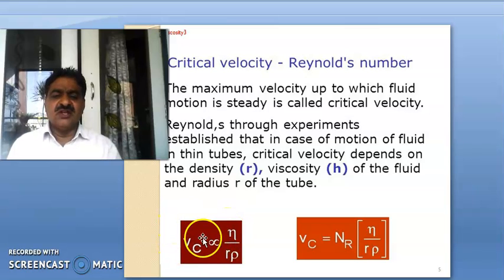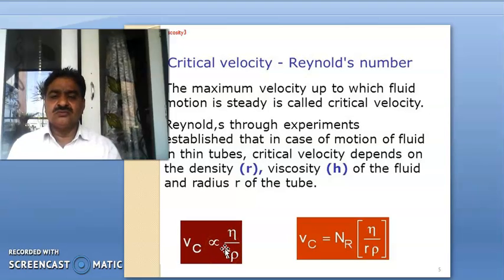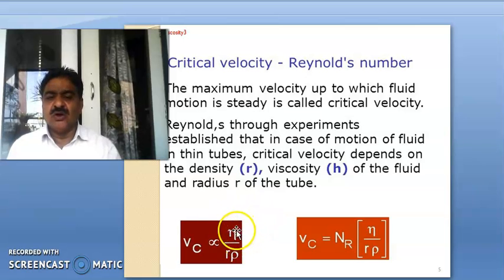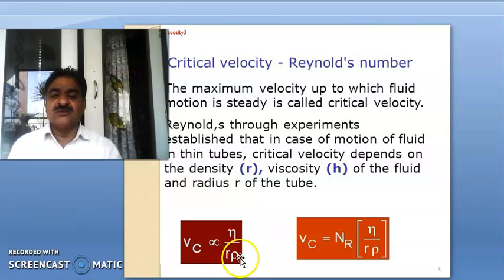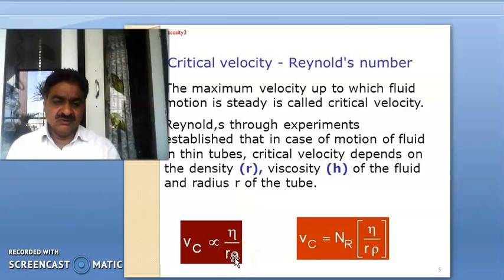Critical velocity is less if the radius of the pipe is more. And if the density is more, then also the critical velocity is less. Critical velocity is directly proportional to eta, that is viscosity, and inversely proportional to the product of the radius of the tube and the density of the liquid.